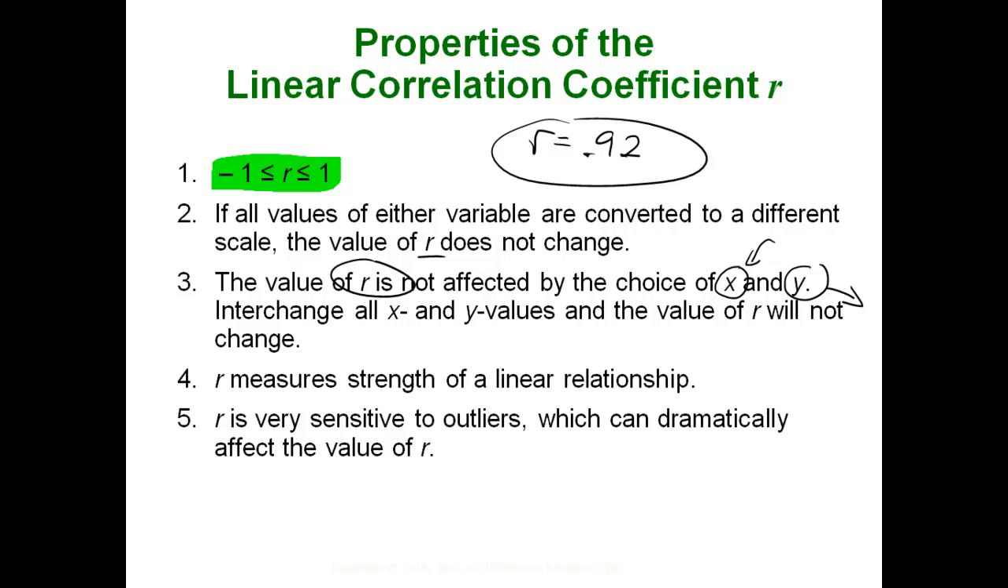R is always going to measure the strength of a linear relationship, and R is very sensitive to outliers, as I've said before. So you always want to make sure you get rid of those first. Let's look at an example.